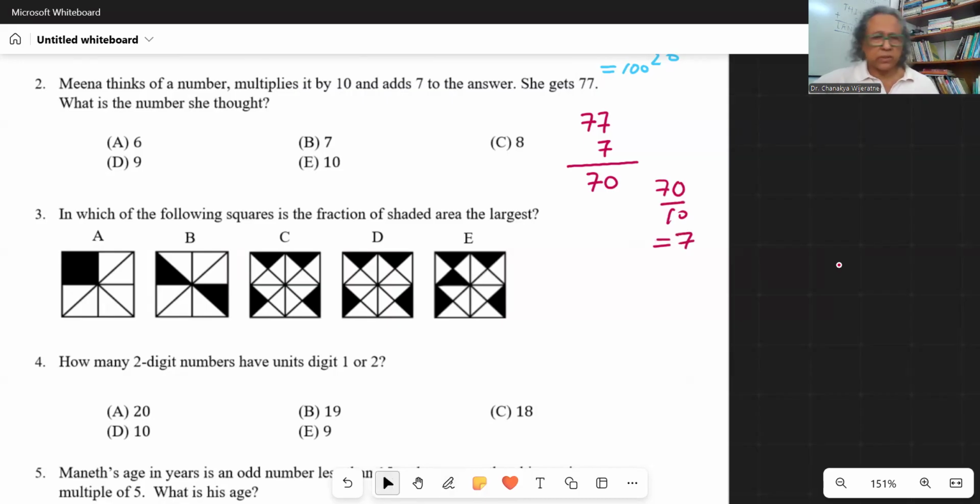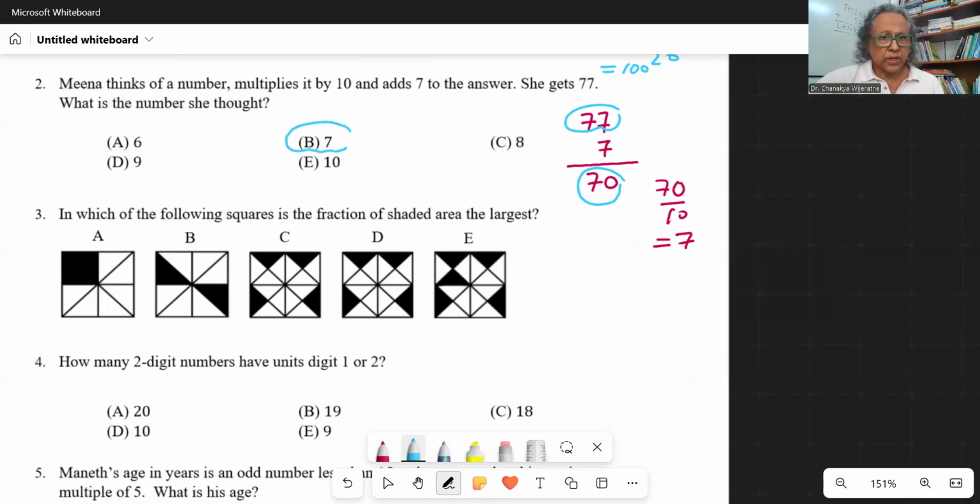And we can check whether what we have done is correct. When you multiply 7 by 10, you get 70, right? So that is what we got here. And then when you add 7, you get 77, right? So 7 must be the answer. Okay. You can even draw a flow chart, and then you can work backwards. Actually, that's what we did here.